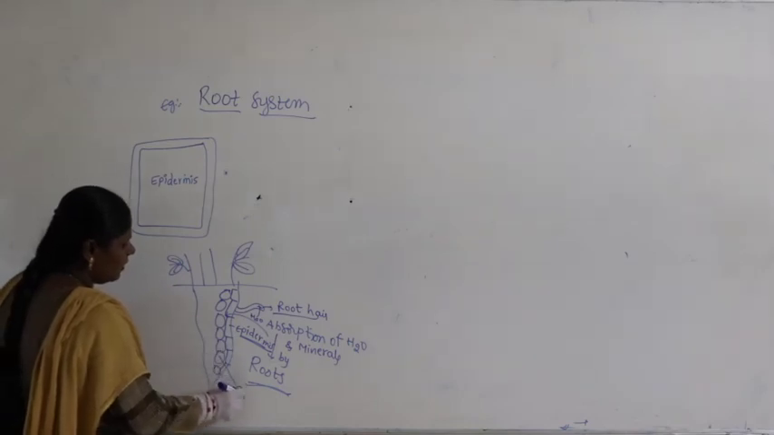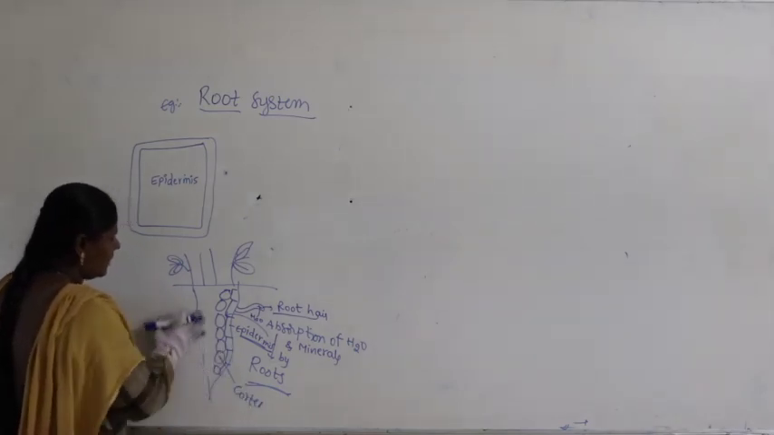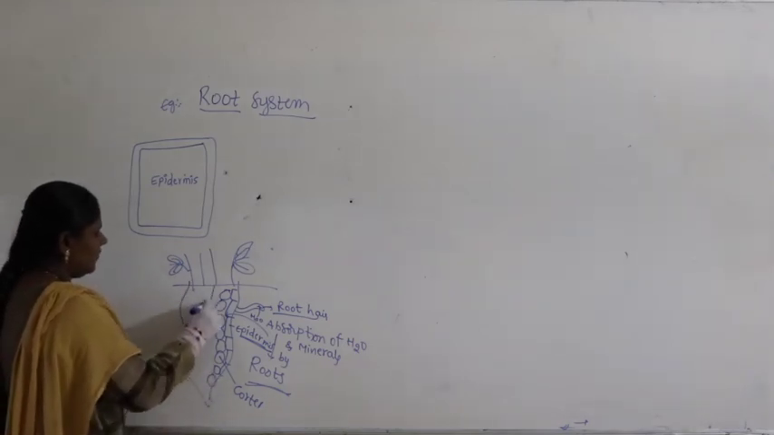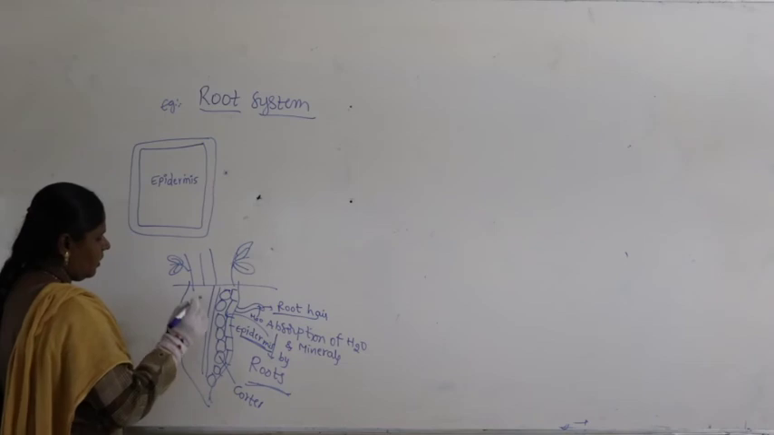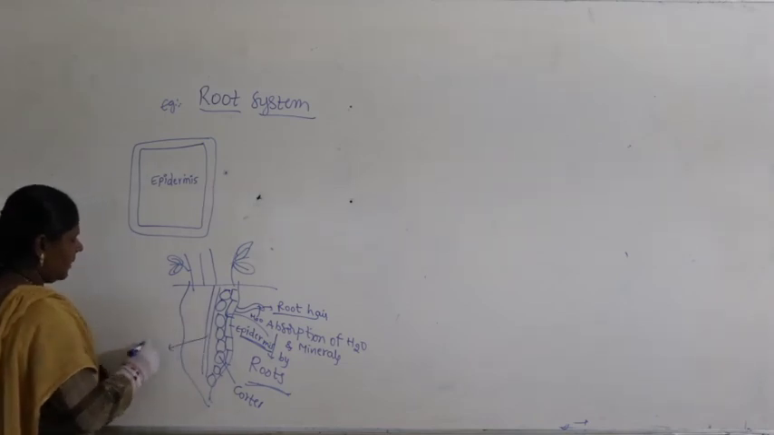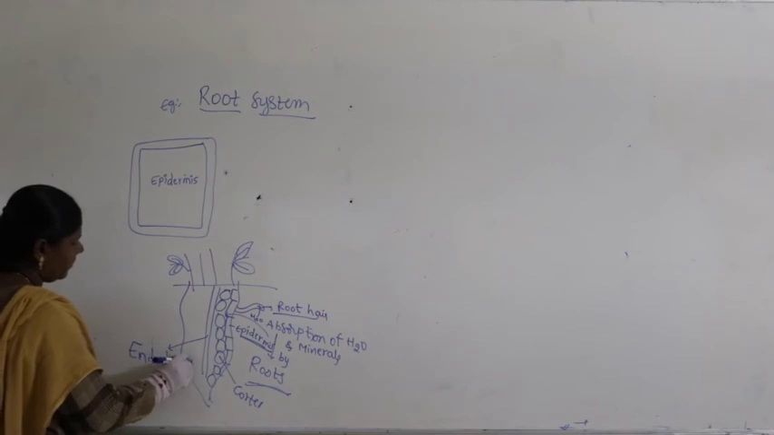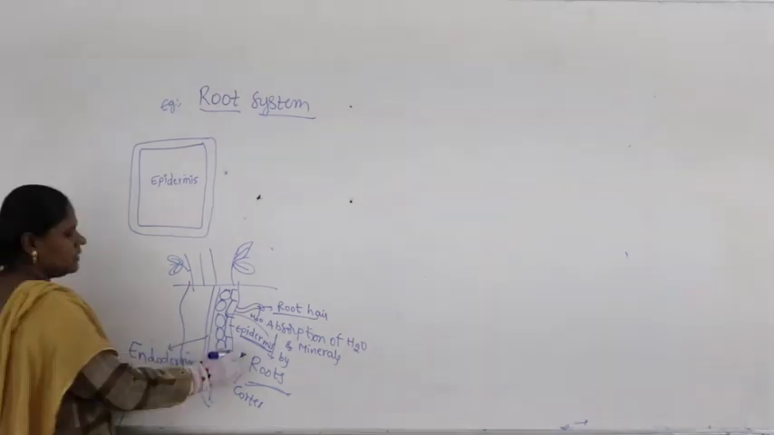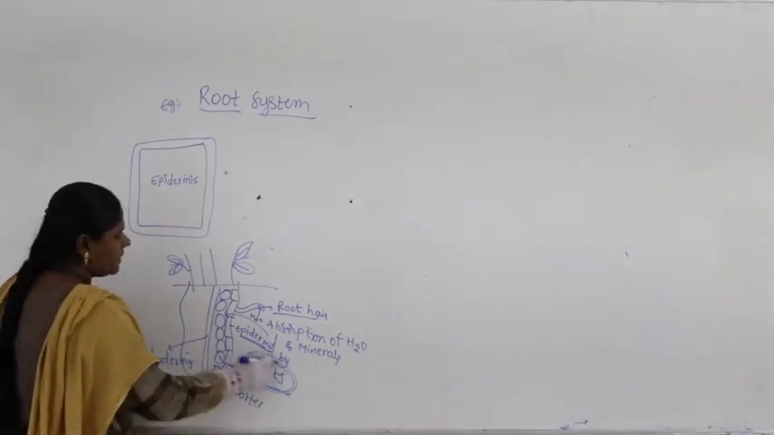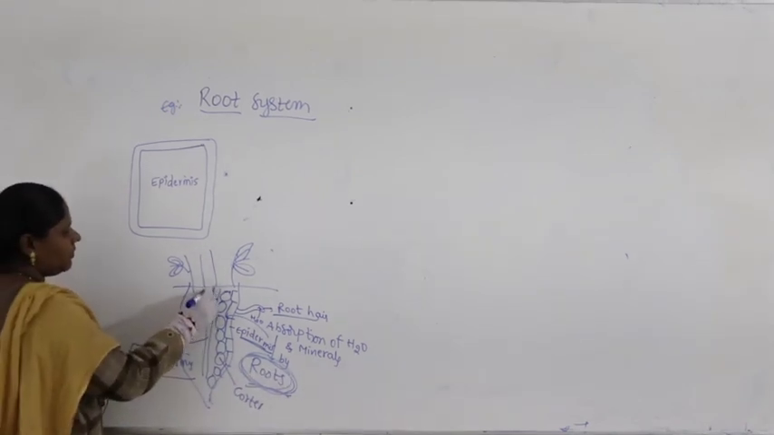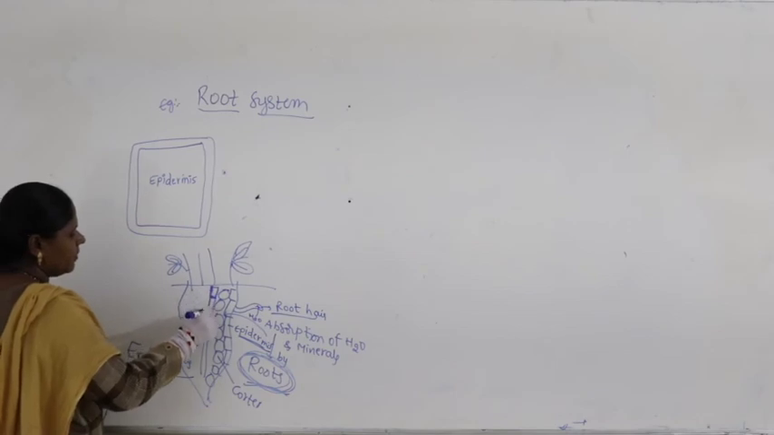What is the next layer? Cortex. Let us take more width to see the anatomy part. This is cortex. Then we find a layer, and we write that layer as endodermis. What we are discussing here is nothing but root.